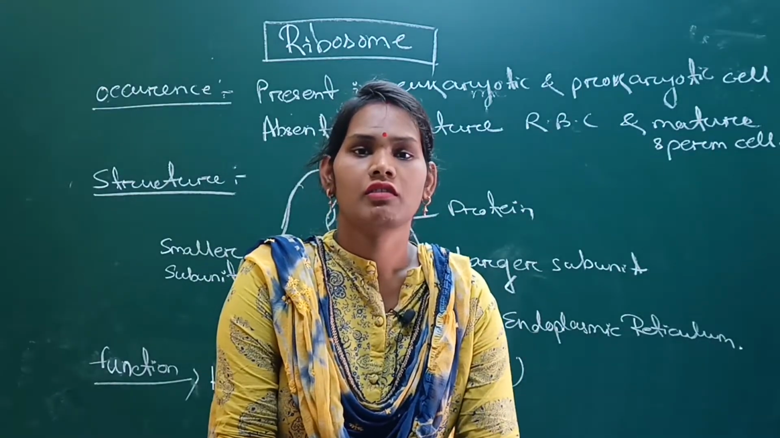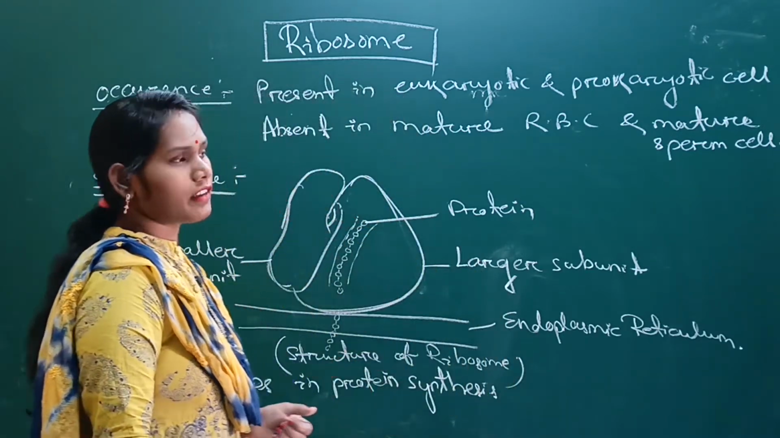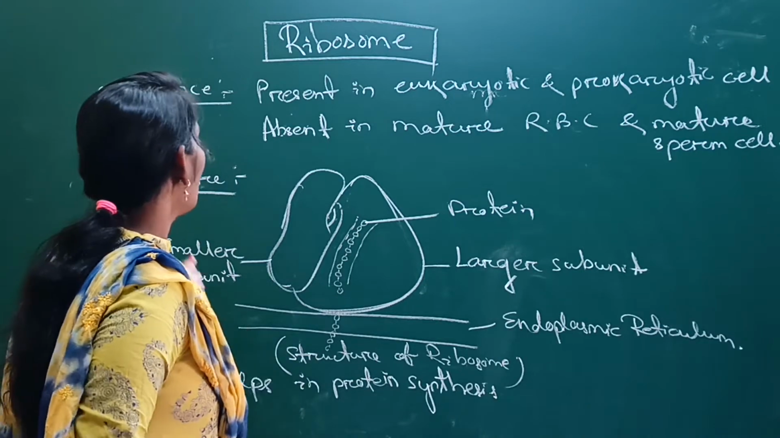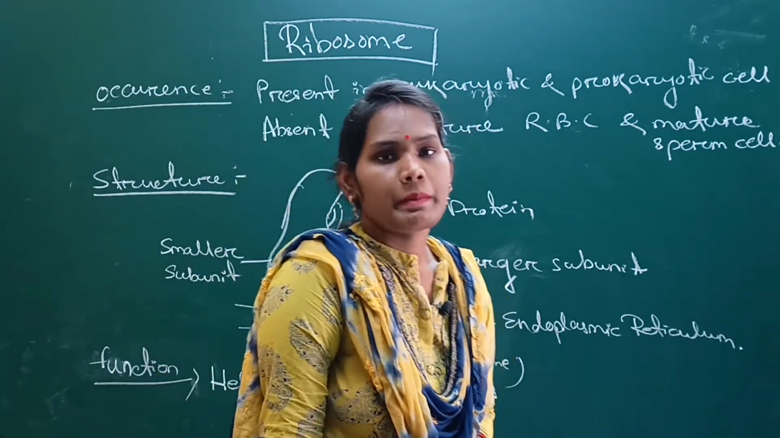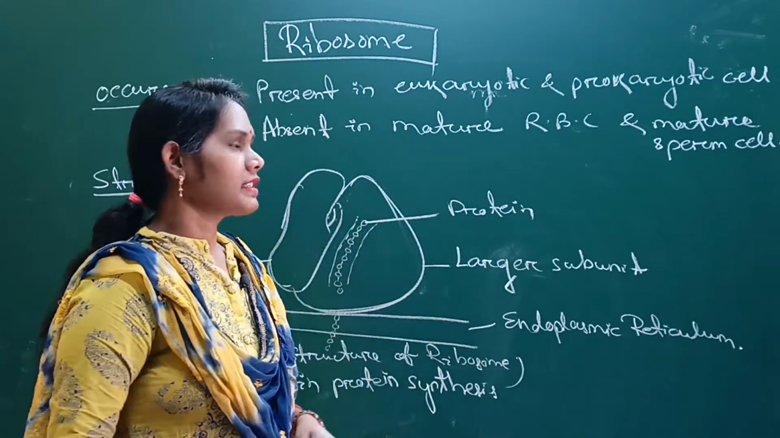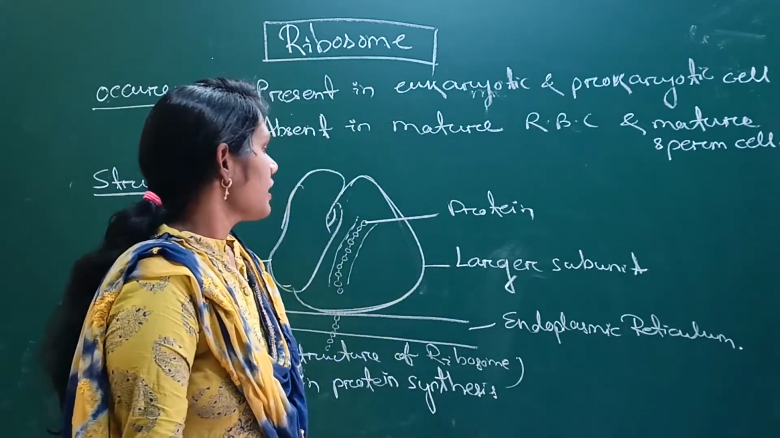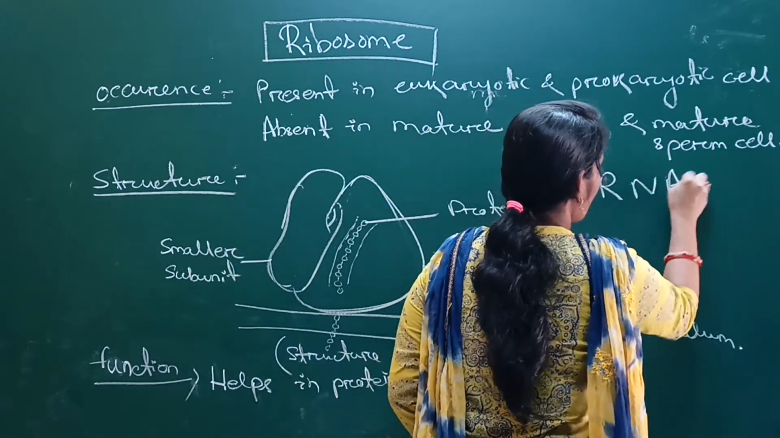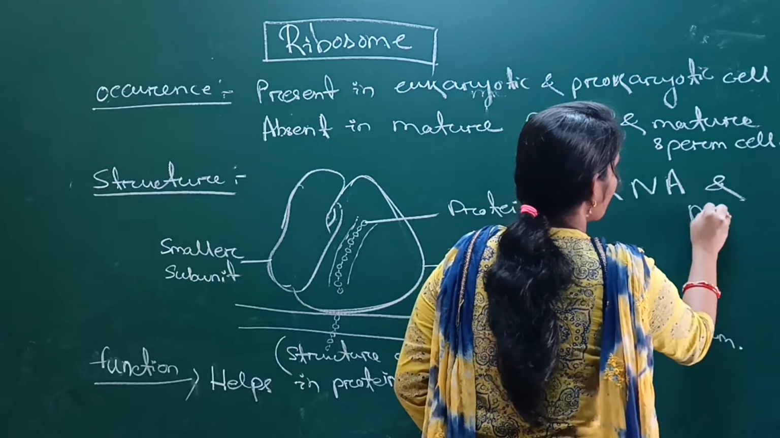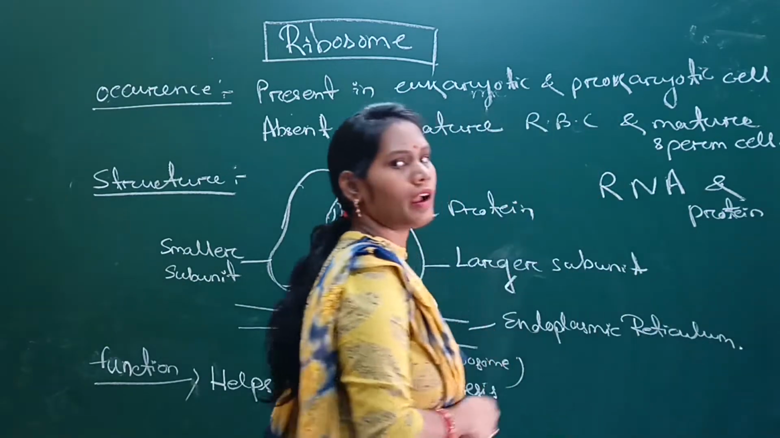Now the ribosome, which is one of the cellular organelles. It is mainly a spherical, granular-like structure, and it is present in eukaryotic and prokaryotic cells, but absent in mature RBCs and mature sperm cells. The ribosome is composed of ribonucleic acid, or RNA, and protein.